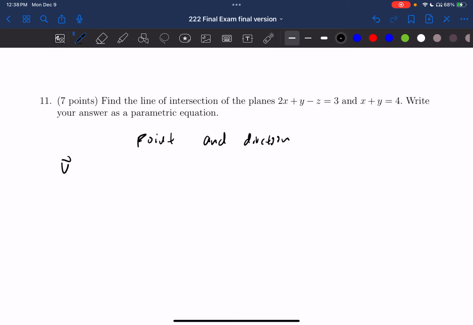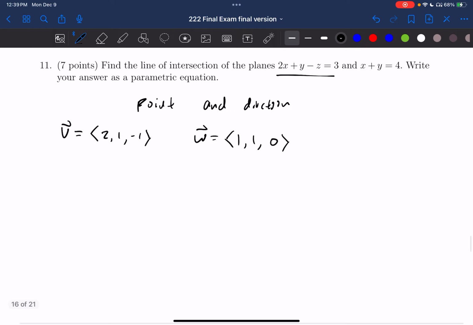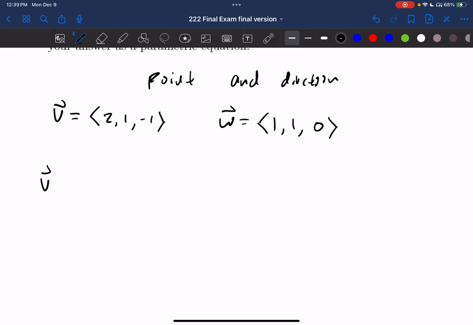So, for example, if vector v is equal to this first one, which is going to be 2, 1, negative 1, and we said vector w is equal to x, which is 1, y, which is 1, z, which is 0. If we did the cross product of this, v cross w, this will be equal to the matrix with i, j, k, 2, 1, negative 1, 1, 1, 0.